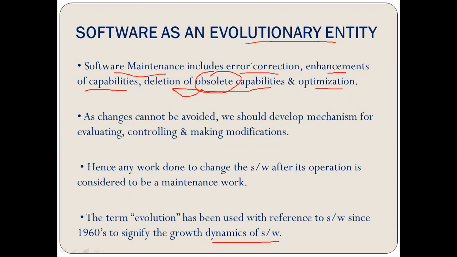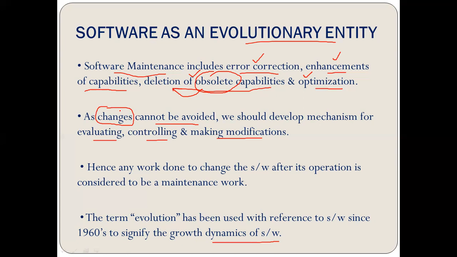Now, these are the main concerns of software maintenance: error correction, enhancement of capabilities, deletion of obsolete capabilities, and optimization, right? As changes cannot be avoided, we should develop mechanisms for evaluating, controlling, and making modifications. That means we have to make our software flexible, a software that evaluates its performance, controls and provides feedback, and changes are done because we cannot avoid future changes in terms of user requirements or environmental changes.